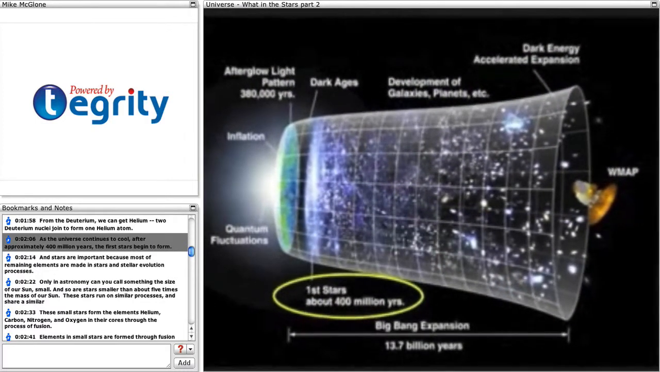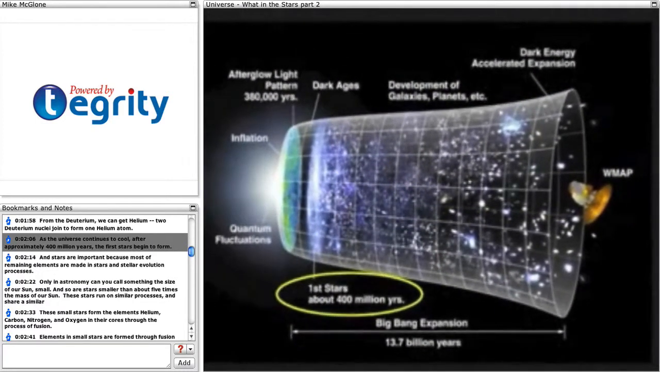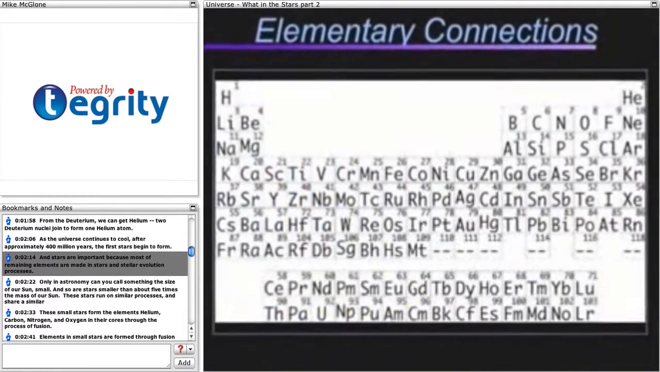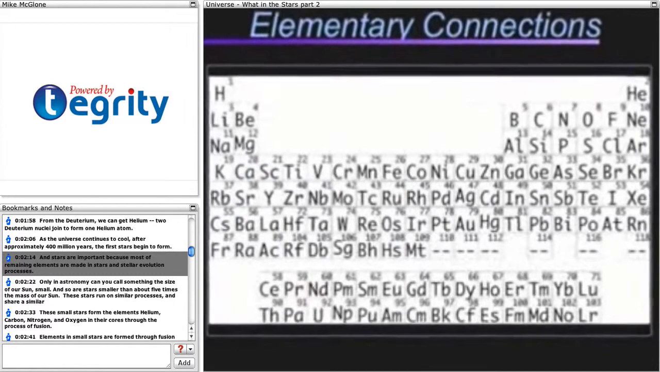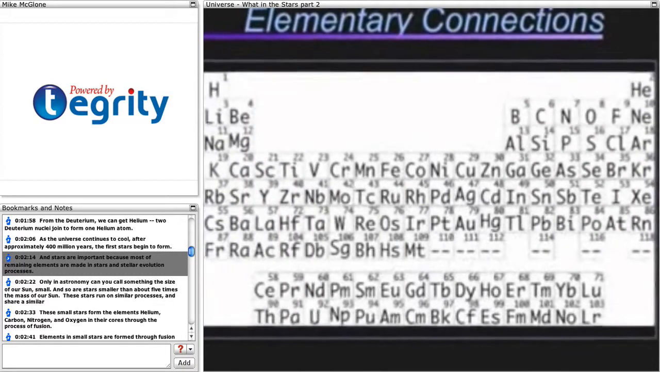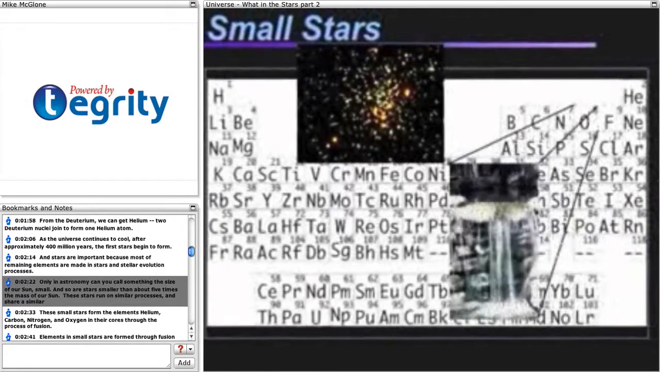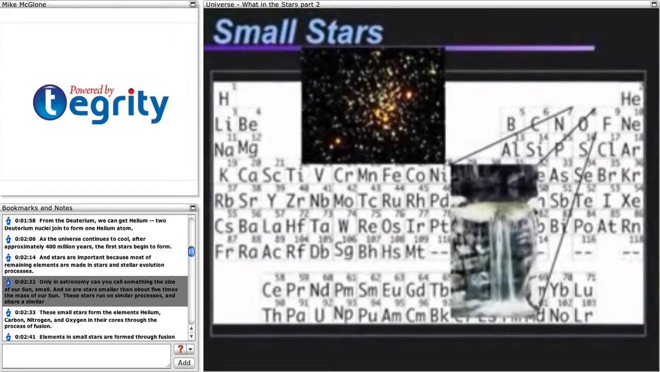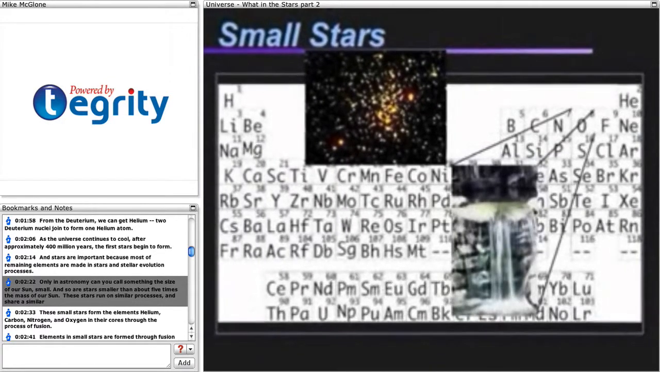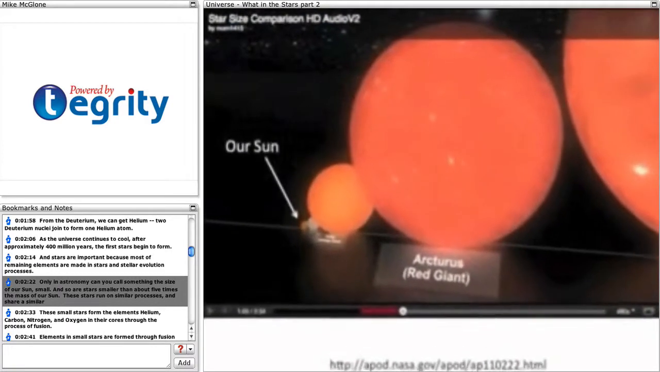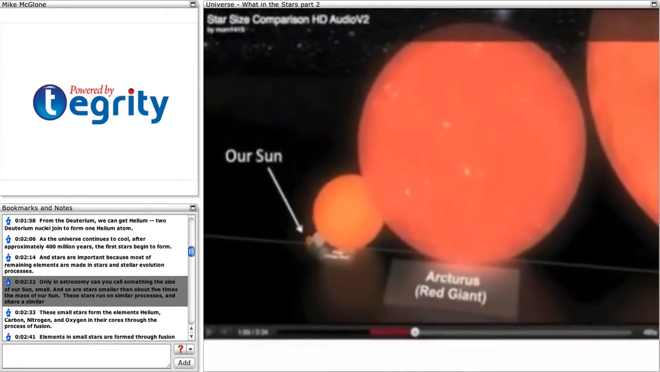After approximately 400 million years, the first stars begin to form. And stars are important because most of the remaining elements are made in stars and stellar evolution processes. Only in astronomy can you call something the size of our Sun small, and so are stars smaller than about 5 times the mass of our Sun. These stars run on similar processes and share a similar fate.